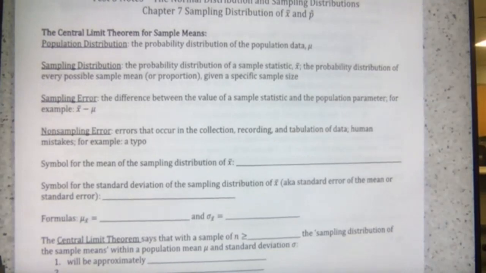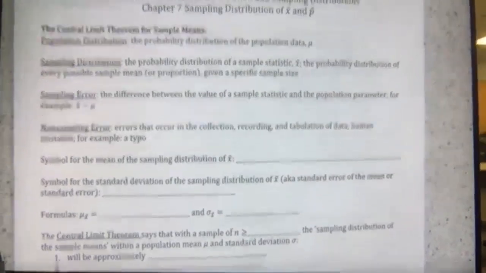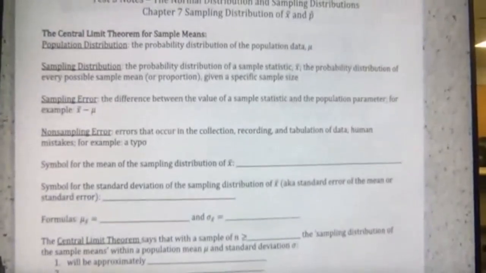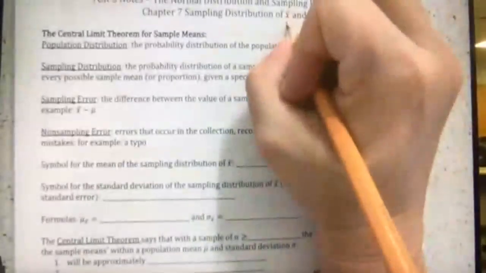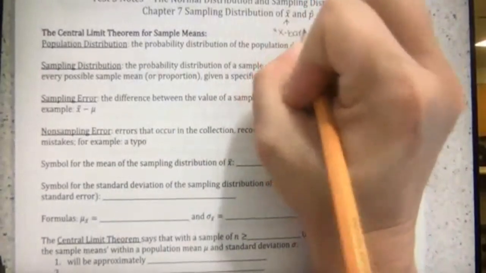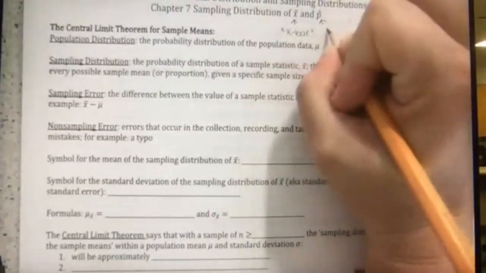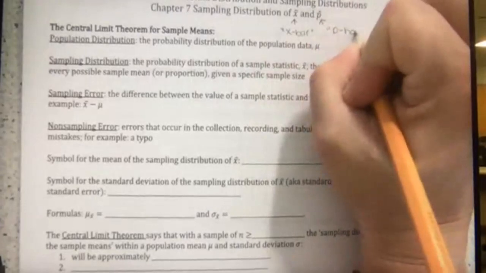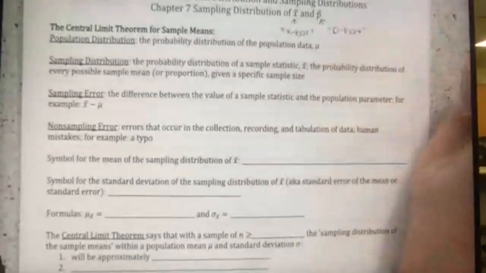So the whole purpose of sampling in general is, remember, a lot of times we can't ask every single person or thing in the population. So we just look at a sample, X bar and P hat. That is their actual names. So this is called X bar. This is called P hat, like P with a hat. That's literally what it's called.